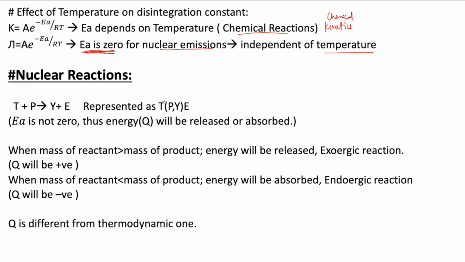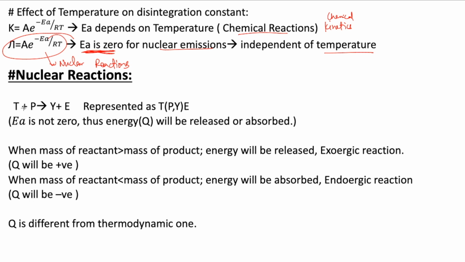Whereas for a nuclear reaction, you will have some value of Ea, some activation energy, and there it won't be independent of temperature. So remember that this formula is for nuclear reactions. And if someone asks how nuclear emissions depend upon temperature, the answer is that they are independent of temperature.